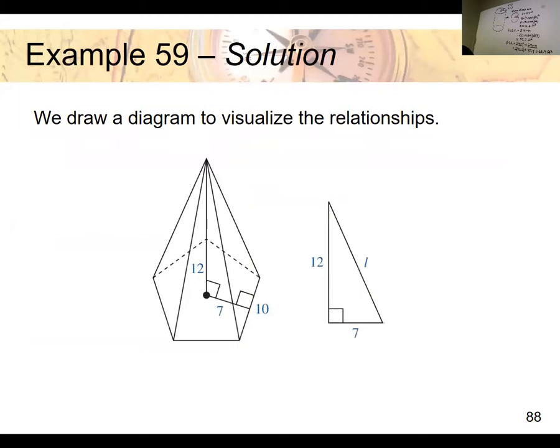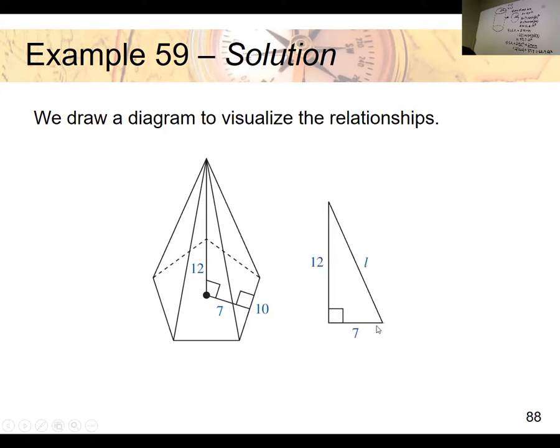Now here we can draw a diagram to visualize those relationships, okay? Now this is what they did. They took a cross-section of this and pulled this out as a triangle. You'll see that this is a right triangle here. The height there is 12. The length of the apothem here is 7. And your L, the slant height, is the height that's on the face of that pyramid. That's what we need to try to find.